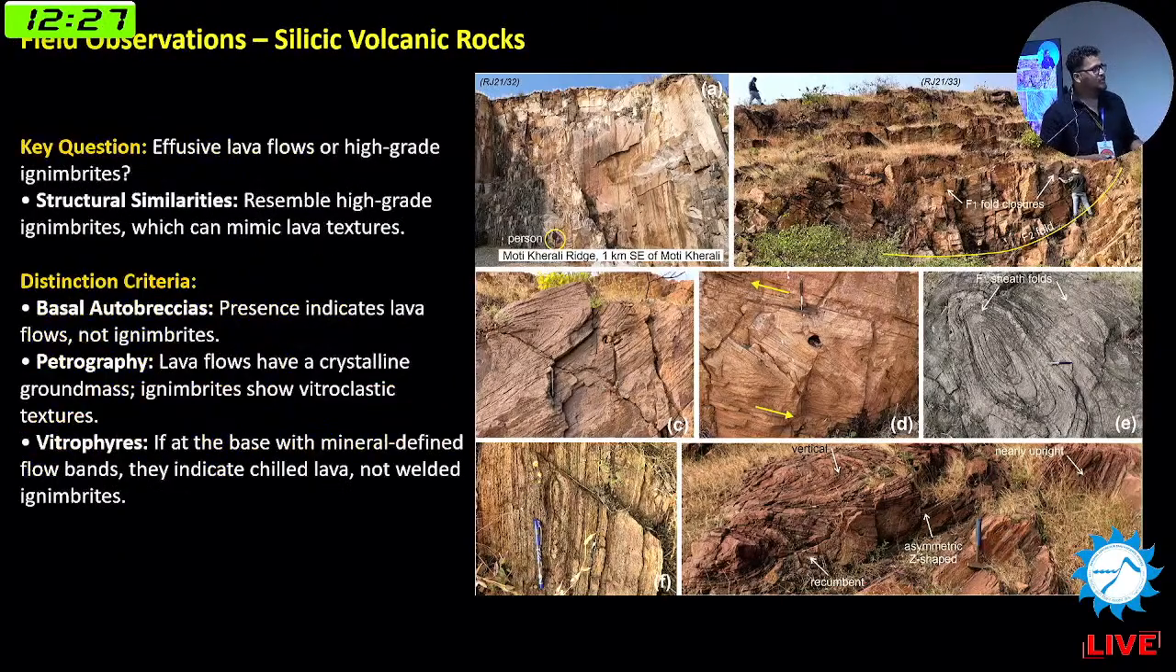Now, the big question over here is whether these silicic units are products of effusive eruption forming lava flows, or whether these are high-grade ignimbrites. Because high-grade ignimbrites and effusive lavas mimic each other structurally as well as texturally.